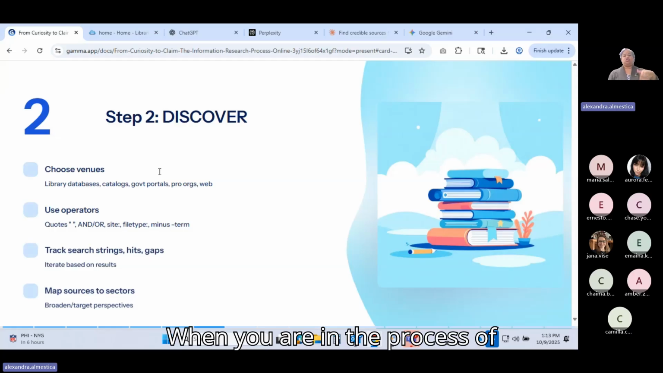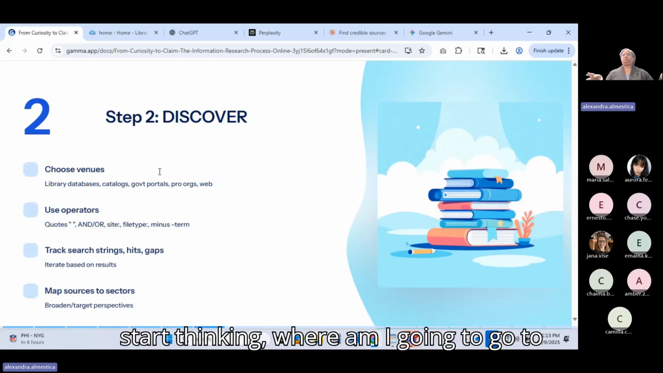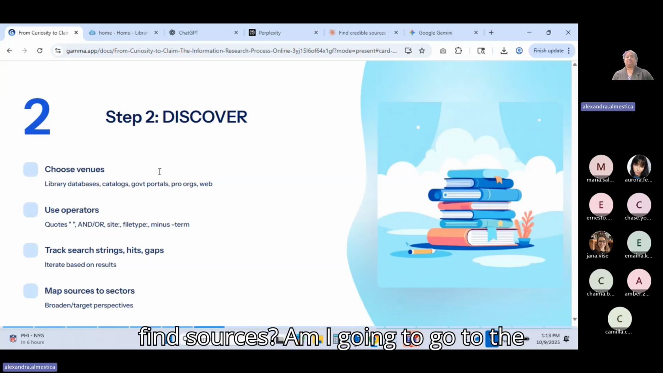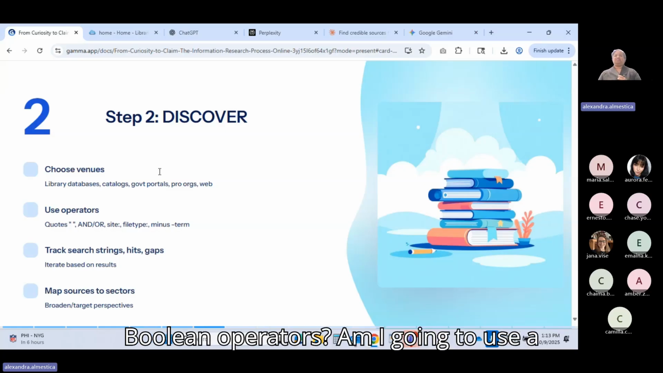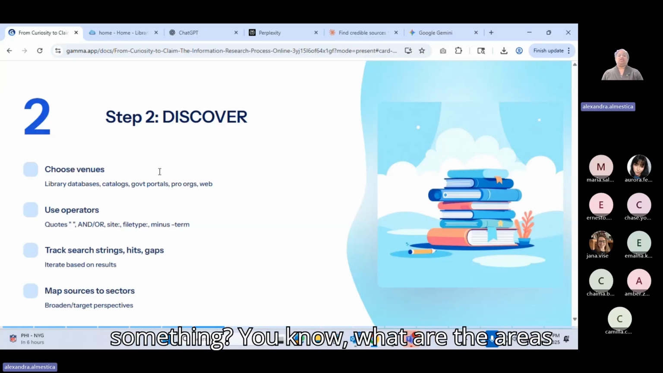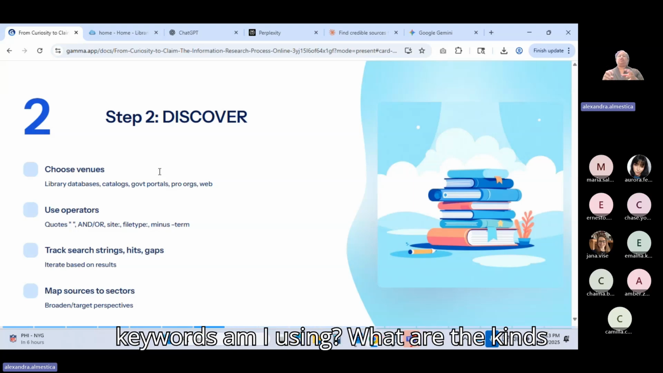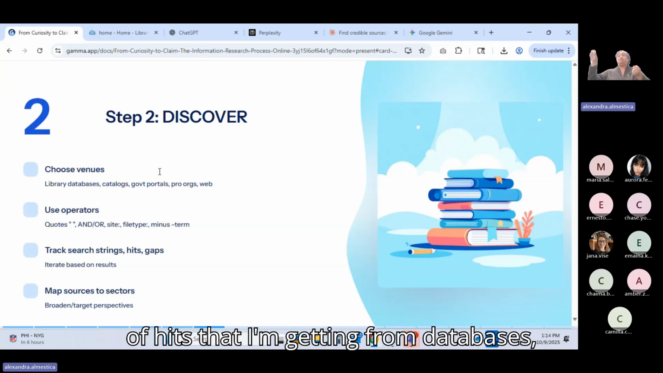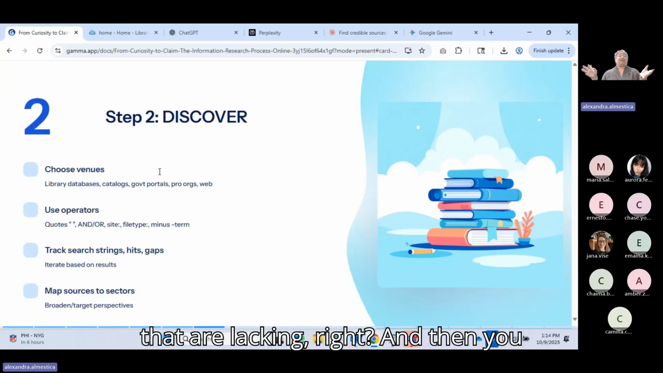When you are in the process of discovering sources, this is where you start thinking, where am I going to go to find sources? Am I going to go to the library? Am I going to use Boolean operators? Am I going to use a file type in Google search to find something? What are the areas where I'm finding information? Like what keywords am I using? What are the kinds of hits that I'm getting from databases, from Google? Or maybe what are some areas that are lacking?